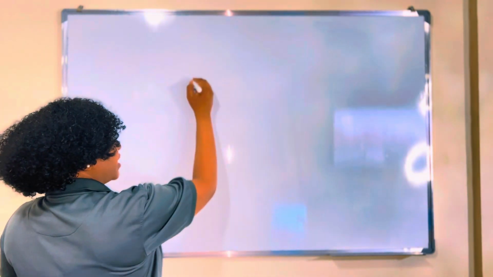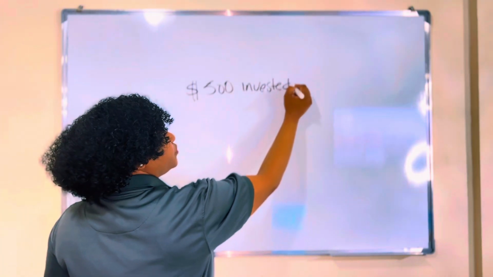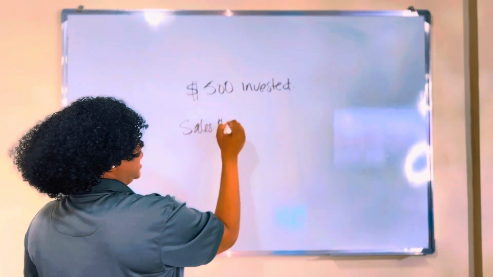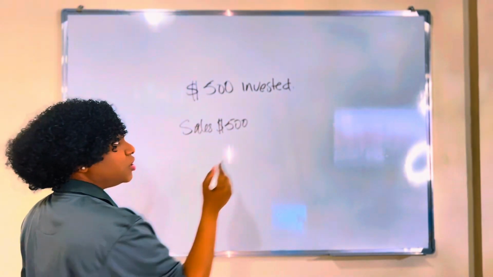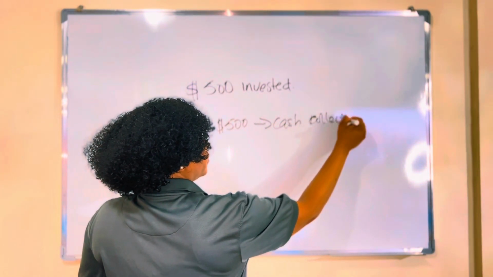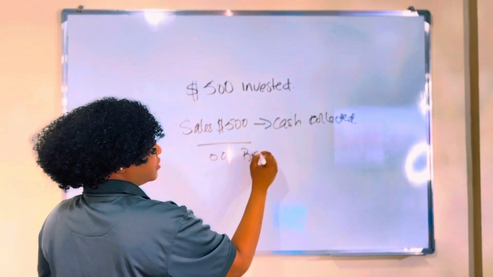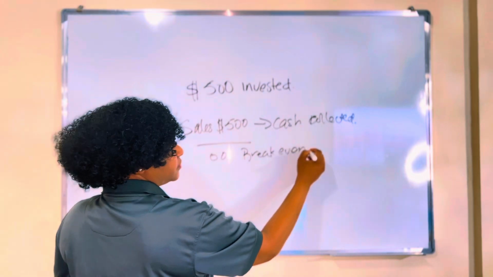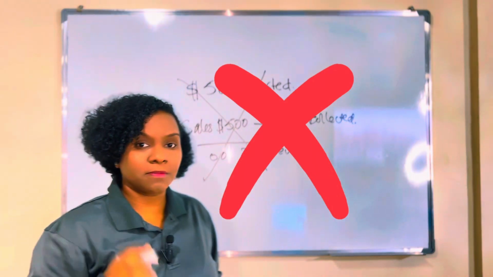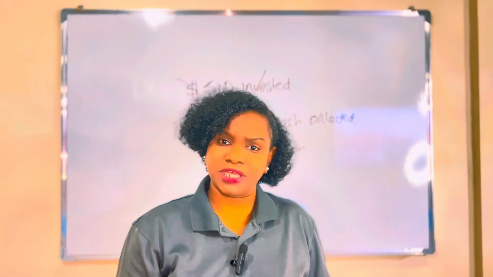If the business owner invested $500 into their store, then their sales came to be $500. Their sales is actual cash collected. The business owner automatically thinks that they have break even. Is that correct? That, my friend, is wrong. So then, how do you calculate break even?